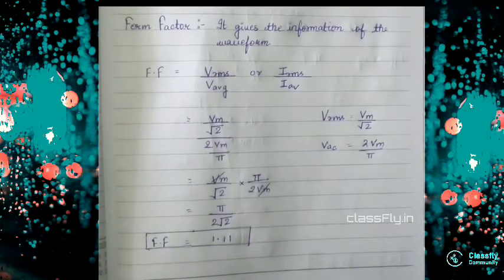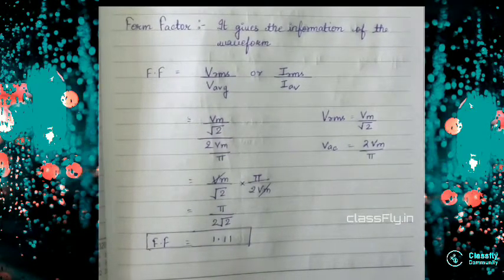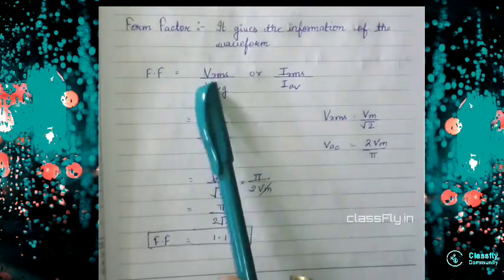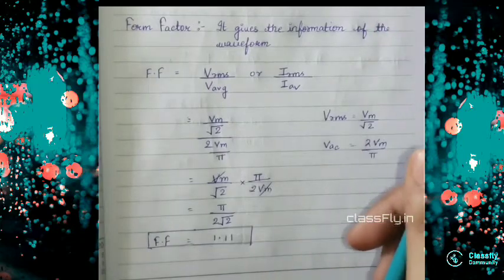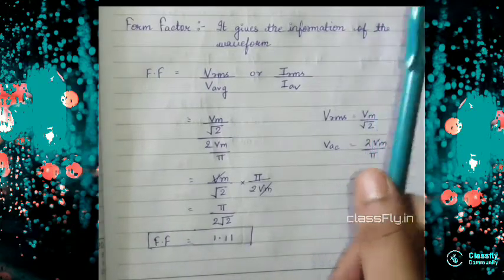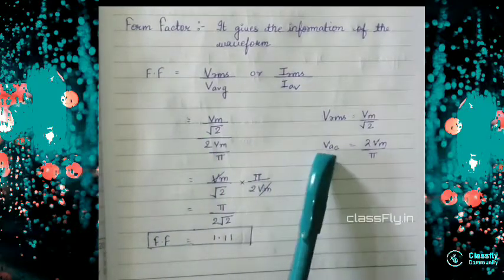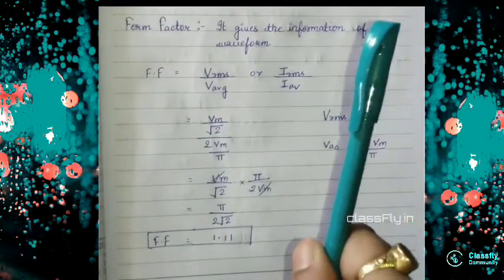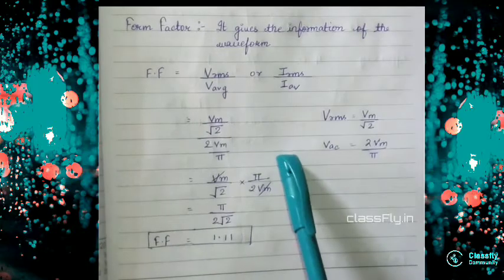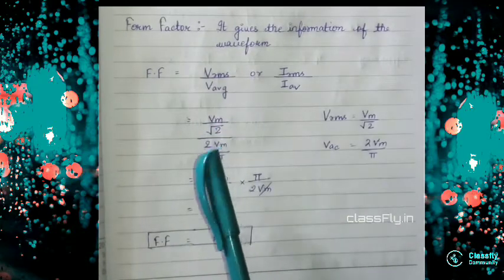Today is part 3 of our full wave rectifier. Today we will learn about form factor, efficiency, PIV and ripple factor. If you haven't watched part 1 and part 2 of the full wave rectifier, please do watch them and come to this lecture. Then you can understand perfectly.